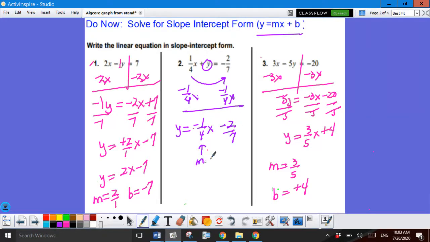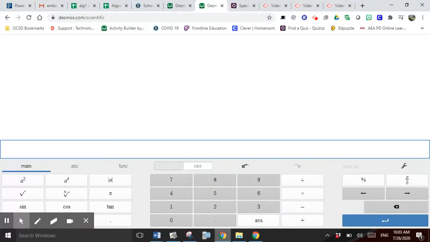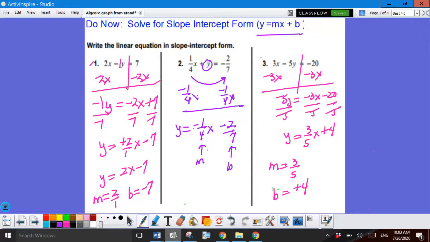So I actually have my m and my b, but I know that that y-intercept is not super helpful for me. So if I go to my calculator and I take negative 2 divided by 7, I see the decimal is negative 0.285, so that would be negative 0.3. So y equals negative 1/4 x minus 0.3. And I have my m and I have my b. So we don't panic if there's fractions there. We're just going to deal with them. Chances are they're pretty close to y equals, so it's not a problem.